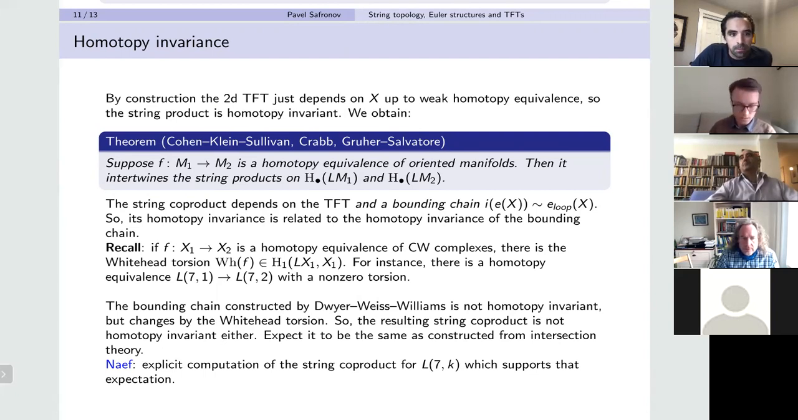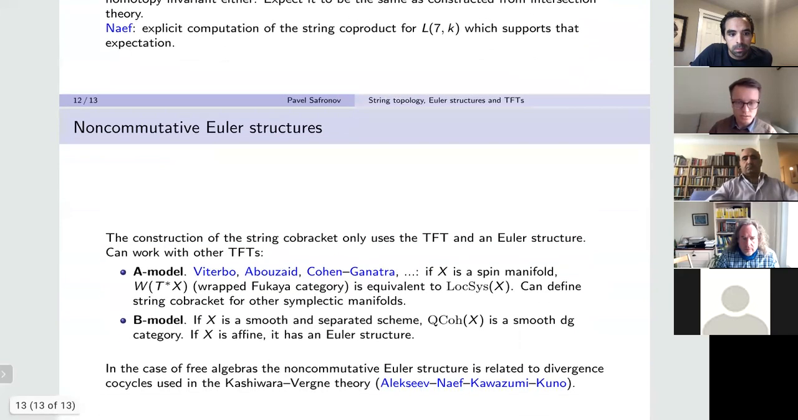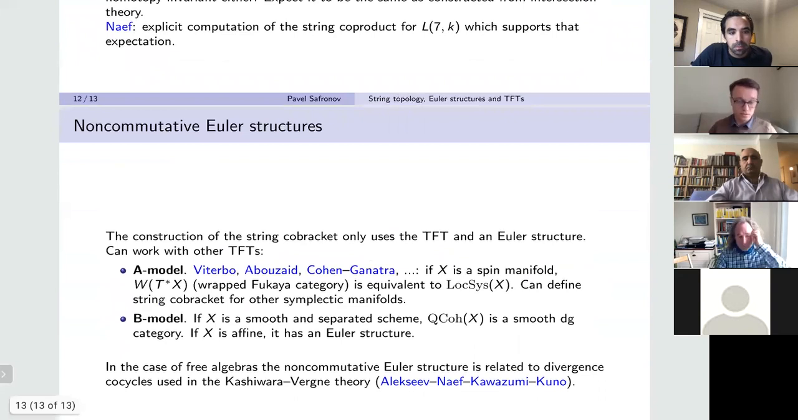Okay. And maybe just to say a few last words. So here I started with a 2D TFT with a little bit of an extra structure, something about this elbow. So I have to trivialize this elbow to get new operations. And you can apply this to other kinds of 2D TFTs. So for instance, you can work with the A model or the B model.